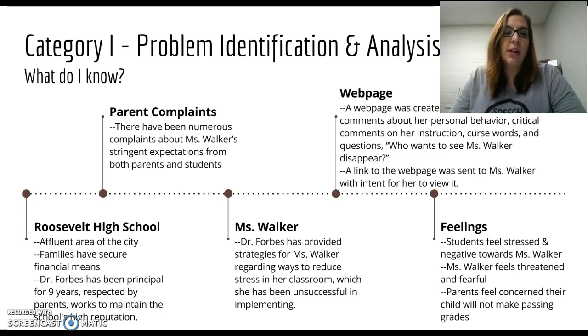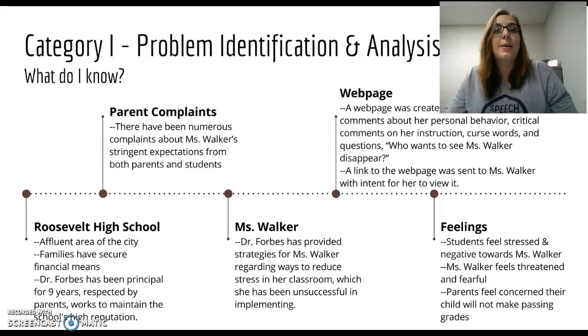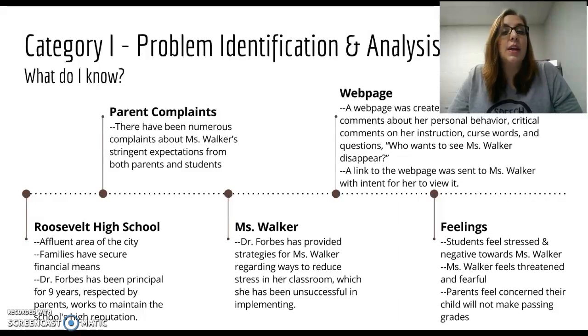From the information we were provided, we know that Roosevelt High School is in a very affluent area of the city, and the families of the students that attend Roosevelt High School have secure financial means. We also know that Dr. Forbes has been the principal there for 9 years and that he is well respected by the parents, and he works really hard to maintain the school's reputation. One way that he does that is by hiring highly qualified teachers. Miss Walker is one of the highly qualified teachers he has hired, and so the case study sort of centers around her classroom.